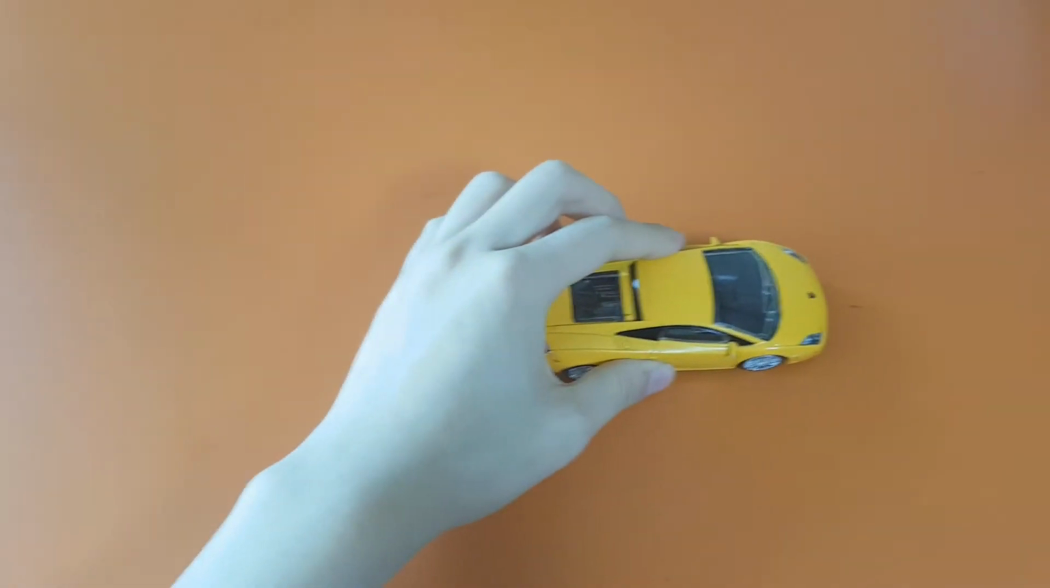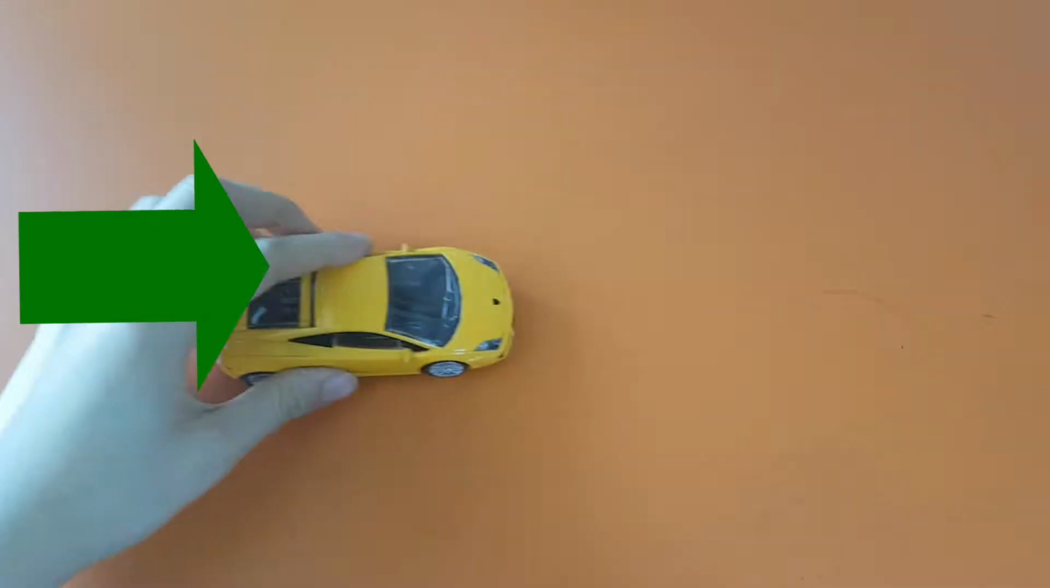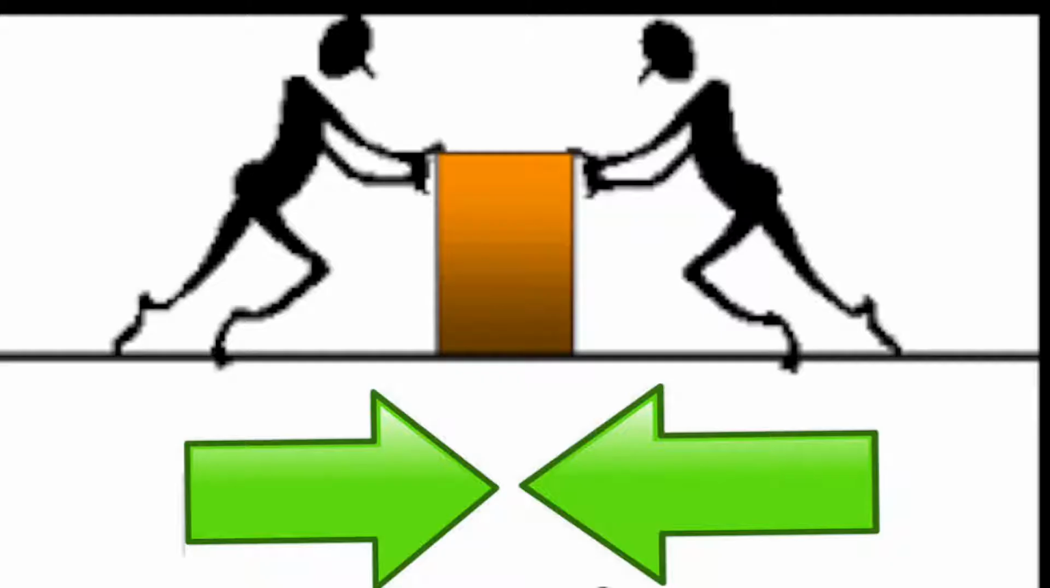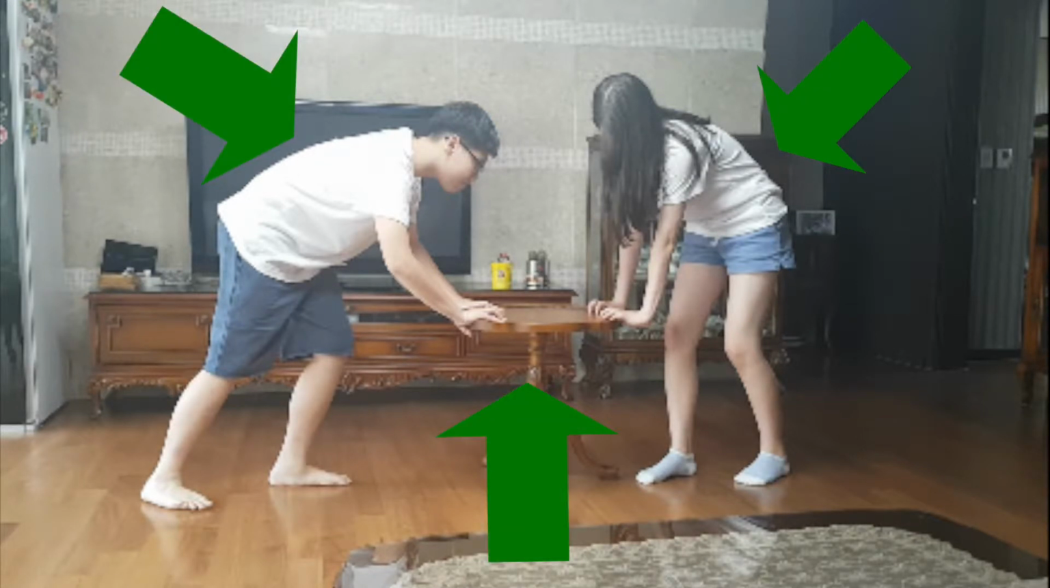Force is a push or a pull. It is described by its strength and direction. In the example, there is a force that is getting exerted on a car that is moving forward and backwards. Force is usually measured in newtons. When two or more forces are acting on one object, it is called a net force. In this example, two people are exerting force on one desk, so it is an example of a net force.